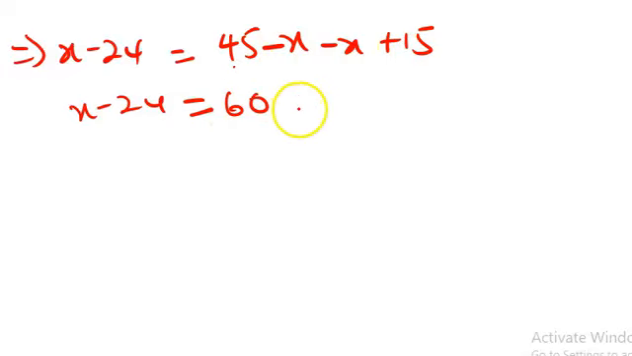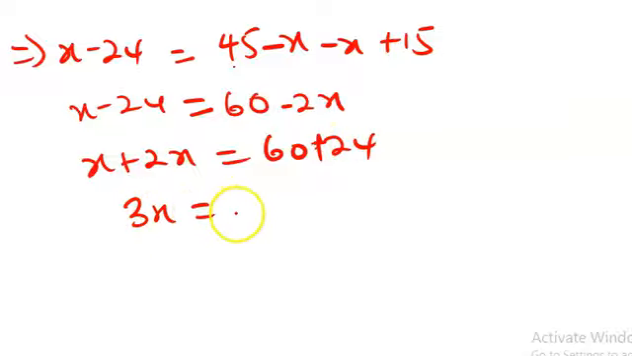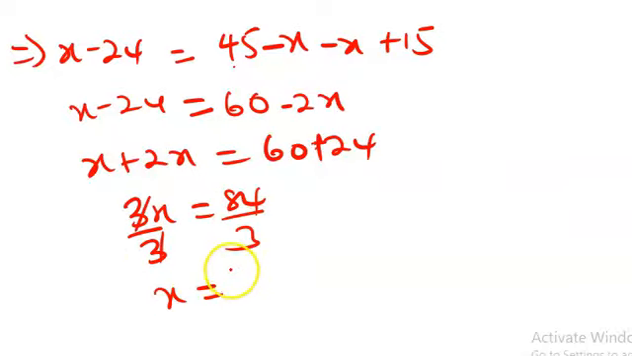You can send this one to this side. So x plus 2x is equal to 60 plus 24. So we have 3x, which is equal to 84. Divide both sides by 3. X is equal to 84 divided by 3, which is 28.